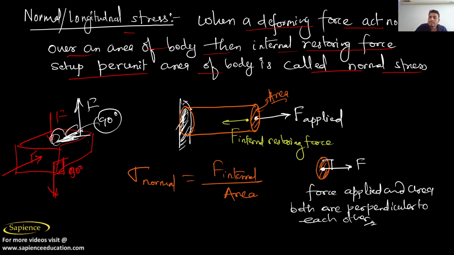See here, if we have applied a force like this in this object, and one side it is fixed, so what will happen? There is an internal restoring force which is acting in the opposite direction, and you see this area of cross section which is at a 90 degree, right? So now you tell me what is the normal stress. So normal stress means what? Internal restoring force by area.